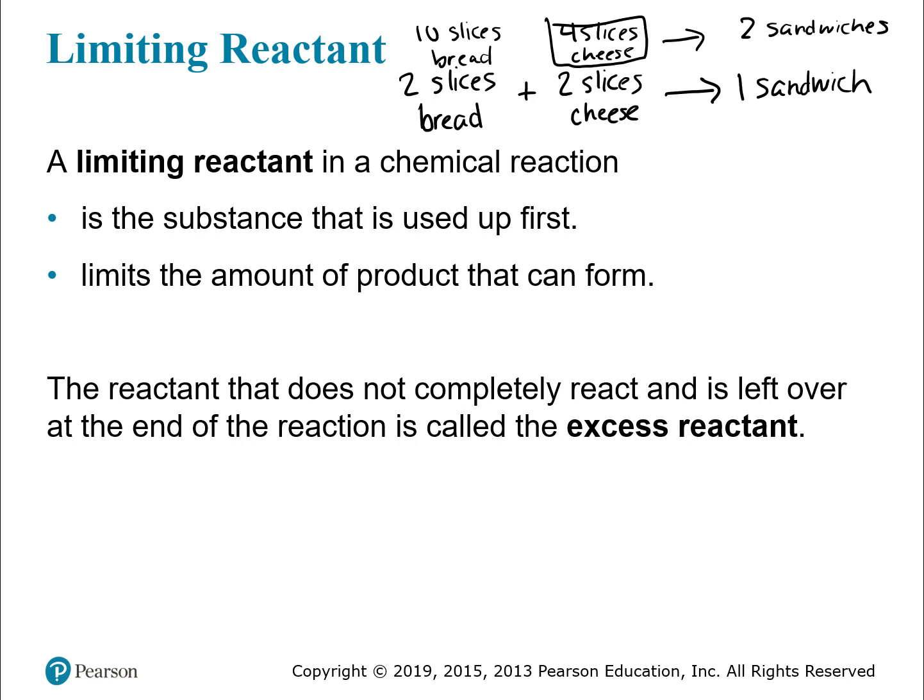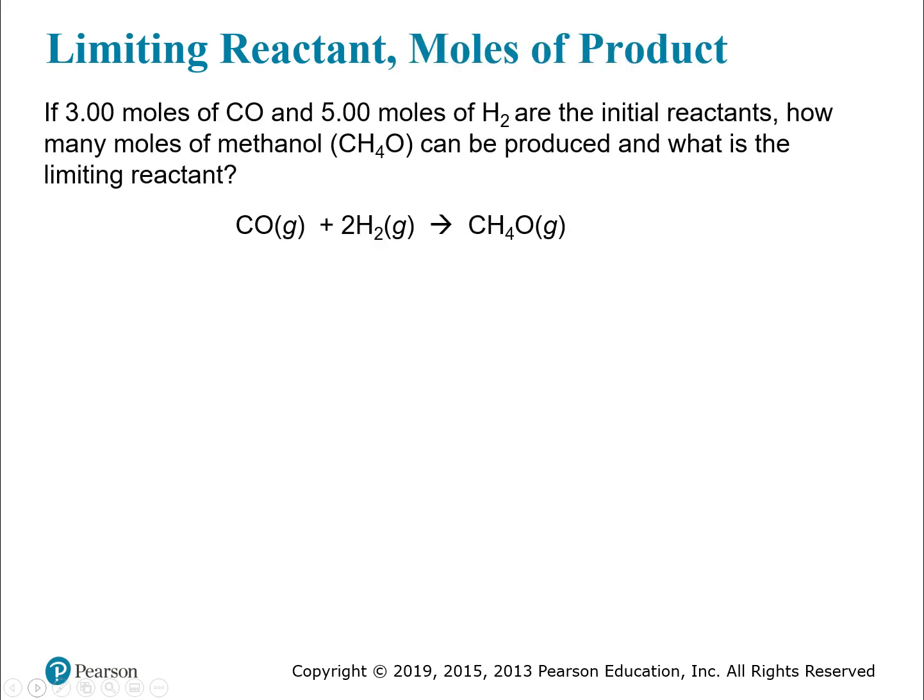So are we good on that concept? Then let's bring it back to chemistry. I know it's lunchtime, but we're going to get to a break soon. Let's say that I have 3 moles of carbon monoxide and 5 moles of hydrogen gas. Those are my initial reactants. And I'm trying to figure out how much methanol I can make.